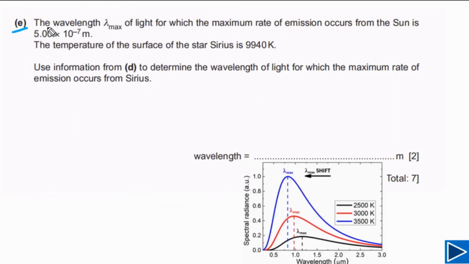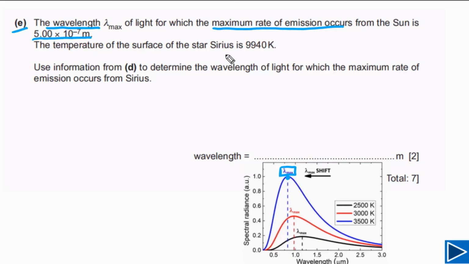For part E, we are given the lambda max of light, the wavelength for which the maximum rate of emission occurs, meaning the peak of this curve. So this is the lambda max. It does not mean the maximum value of lambda. In fact, this is the lambda at which the maximum rate occurs. So that is called lambda max, meaning the value of lambda at which the maximum rate of emission occurs.